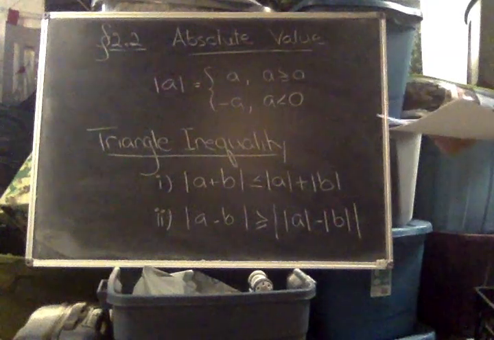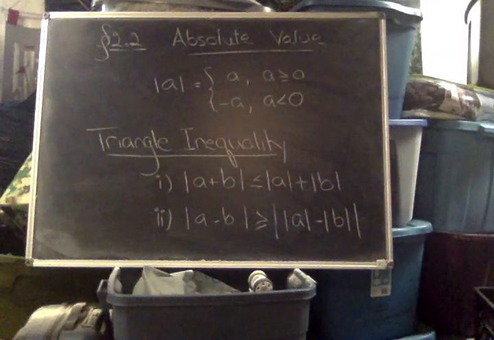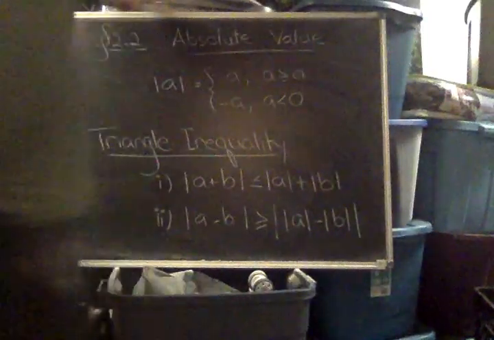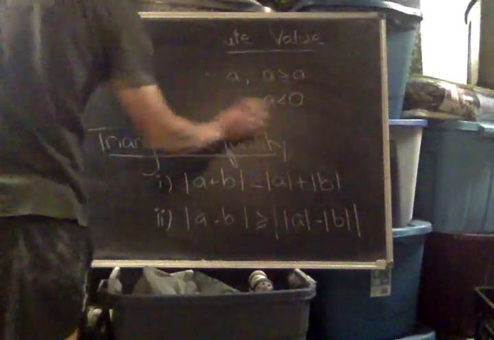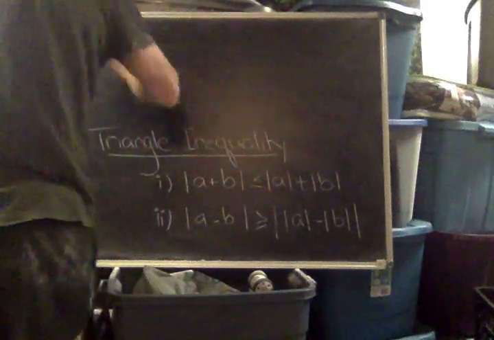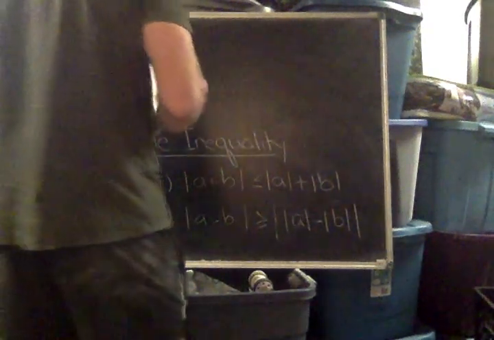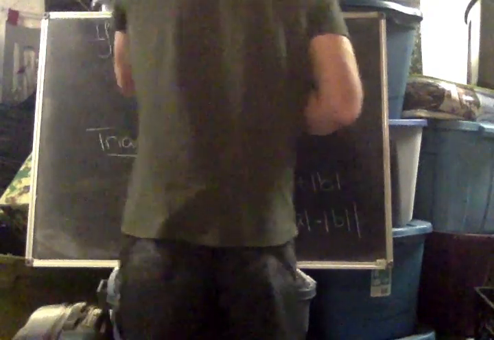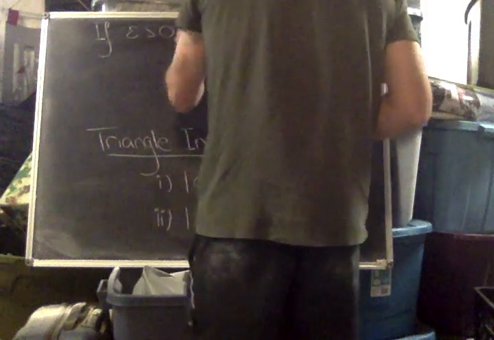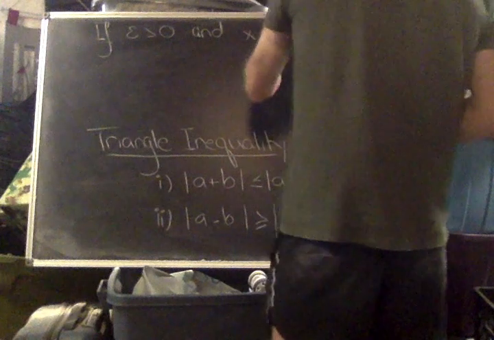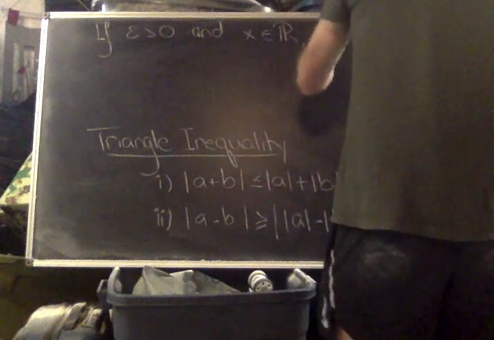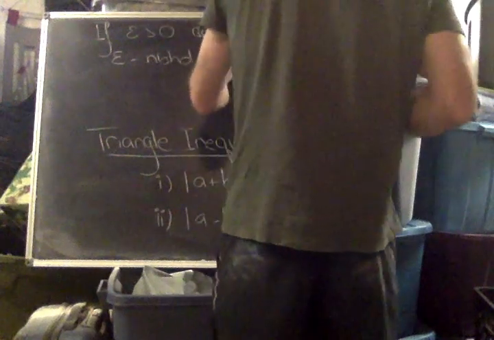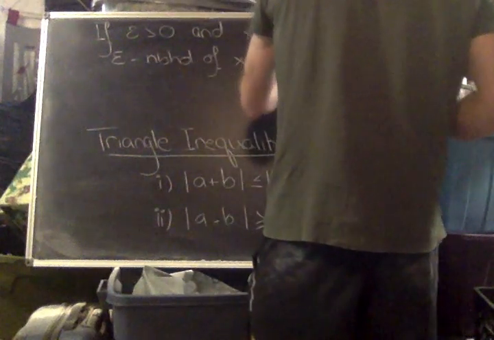And then the only other thing of import from section 2.2 is a piece of notation which gets used fairly frequently in the text, maybe a little less so in class. And that's the notion of an epsilon neighborhood. So if epsilon is greater than 0 and x is a real number, the epsilon neighborhood of x is the set.